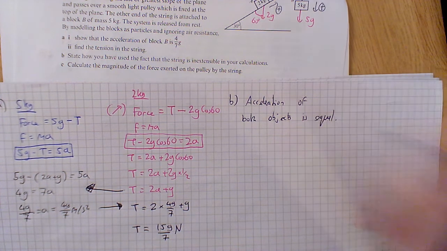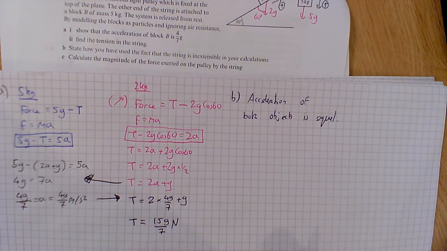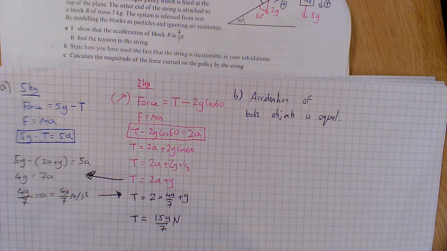Okay, so they move as one. As soon as one moves, the other must move in the identical manner because they are connected by this inextensible string.